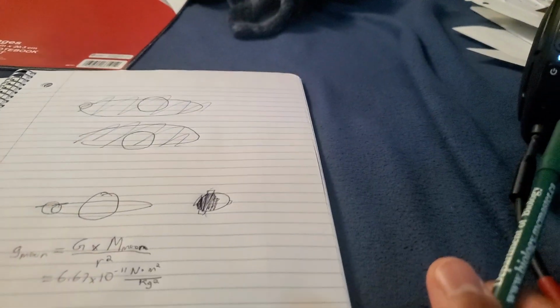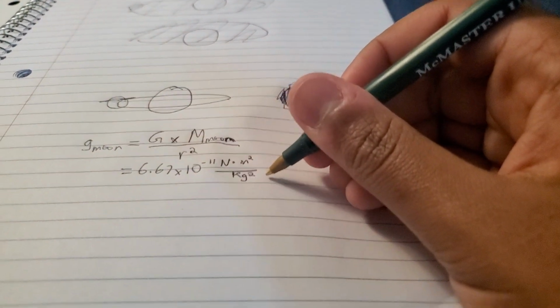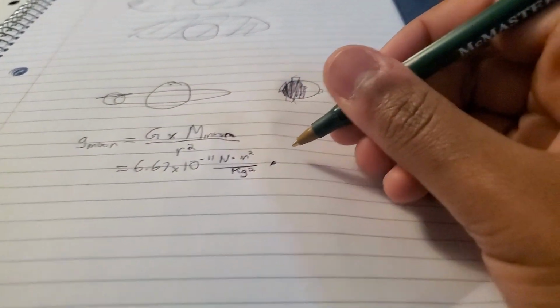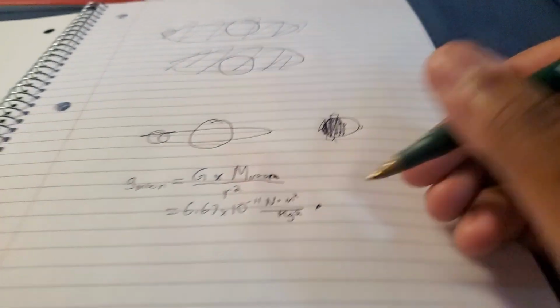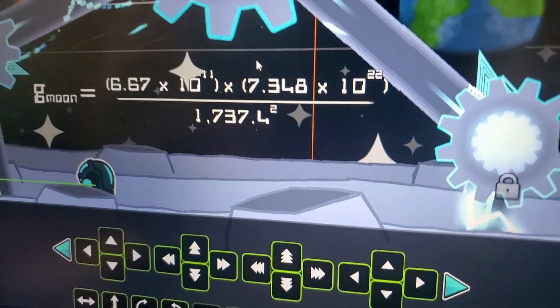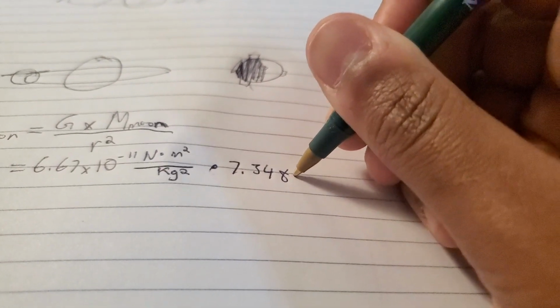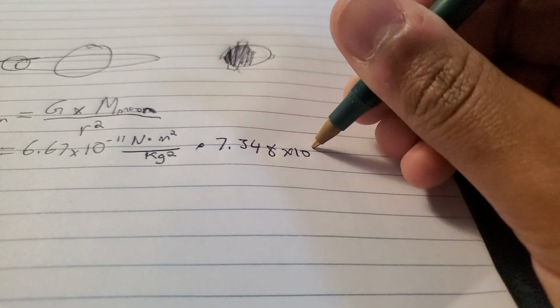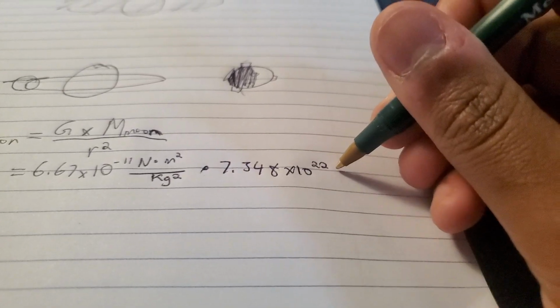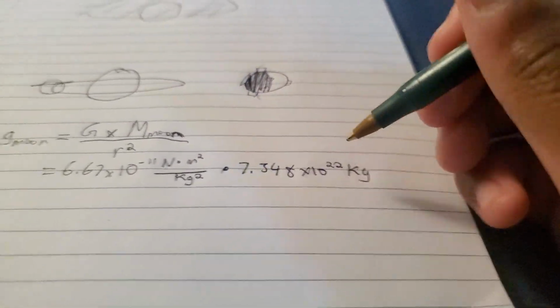Okay, and then you're multiplying it by the mass of the moon, which is, let me see if I can pull it up somewhere. Oh, in the level. 7.348 times 10 to the power of 22. And that's going to be kilograms.